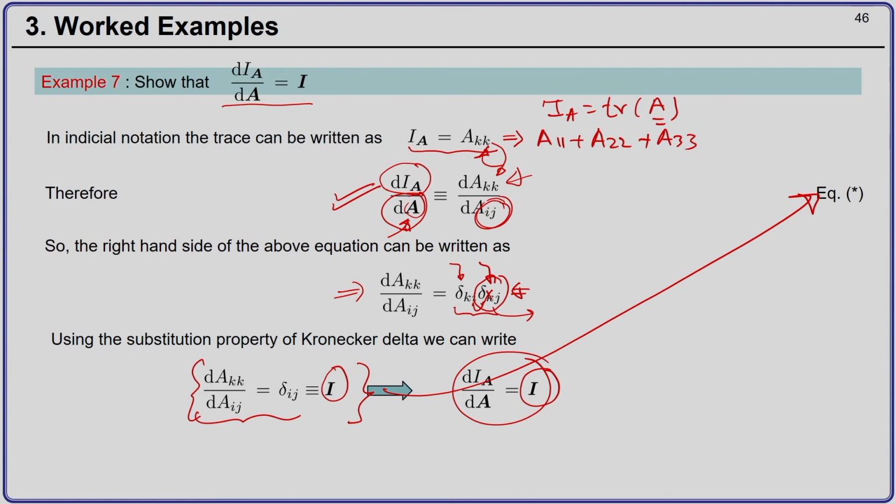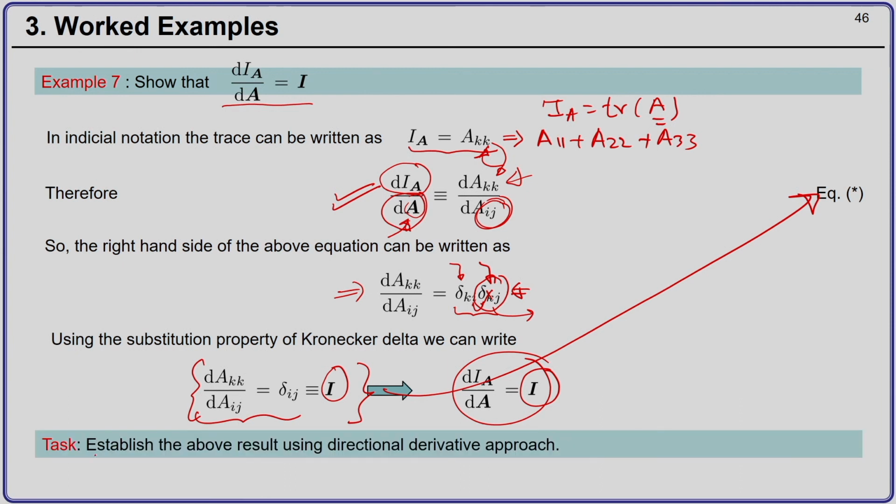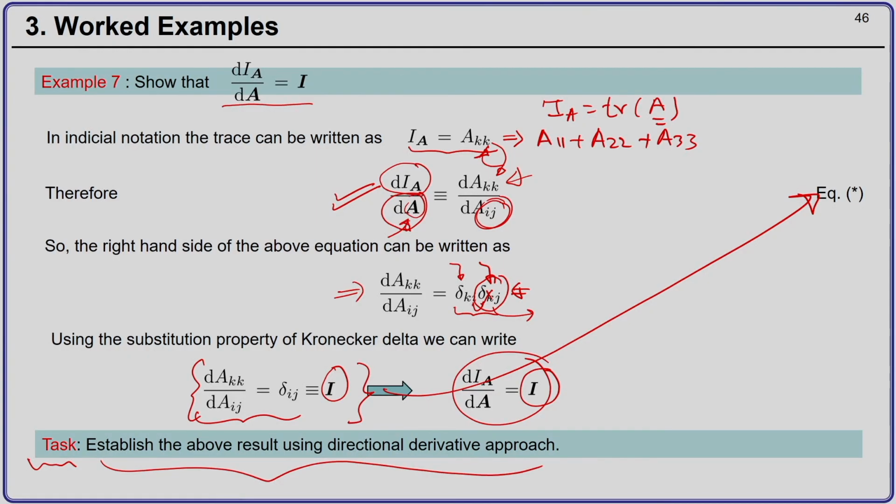the hyperelasticity. Now, you can establish the above result using the directional derivative approach also. You can start with our usual definition of directional derivative and proceed. This is left as a task for you.